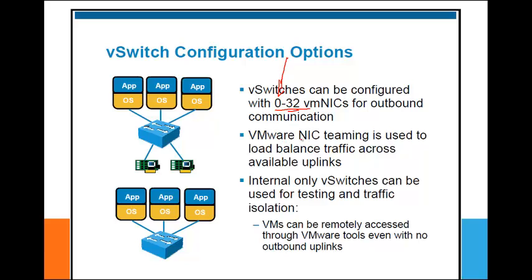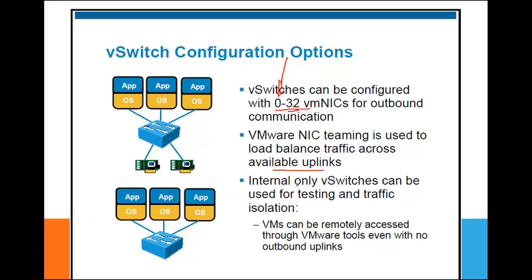VMware NIC teaming is used to load balance traffic across the available links. We already saw it supports active-active and active-passive, and load balancing can be done based on port ID, MAC, as well as IP address.